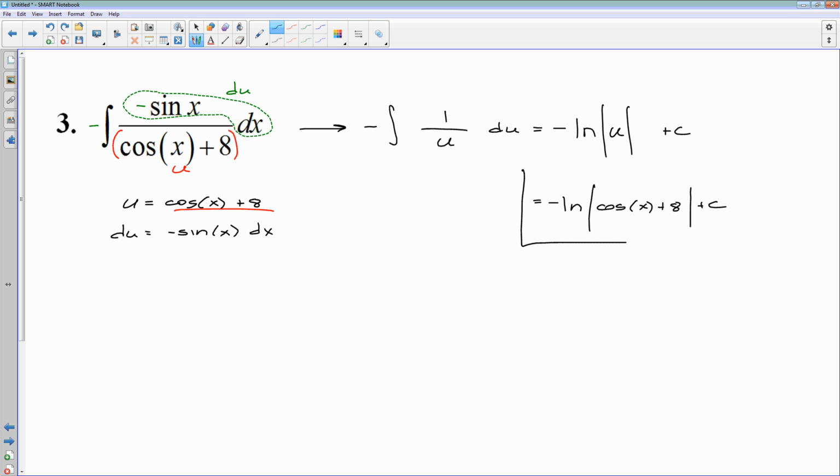There we go. Good. Identify u and its derivative, and then you go on with your substitution.